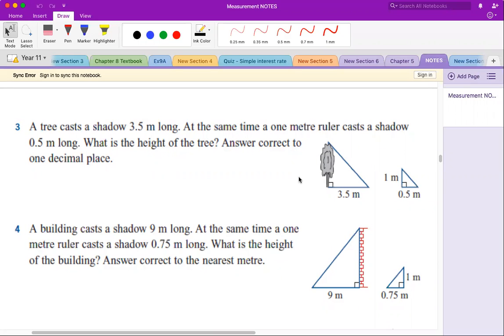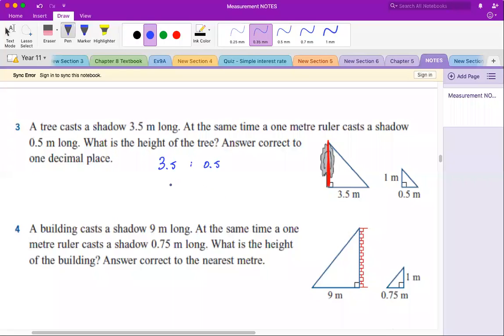So these two things are obviously similar, right? Yes. It's asking you to find the height of the tree. So it's this side. What's it matching with? 1 meter. 1 meter, right? And you also know another pair of matching sides, which is 3.5 and 0.5, right? Yep. So you can have a ratio first, 3.5 to 0.5. Does that make sense? Yeah.